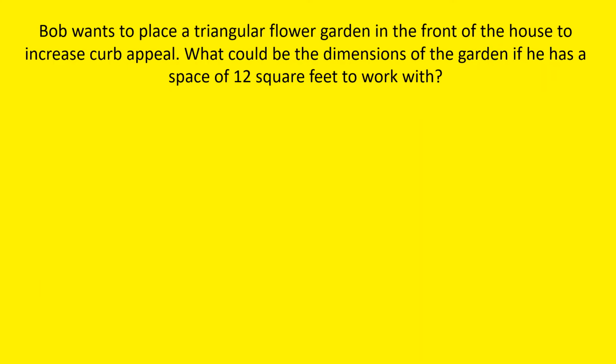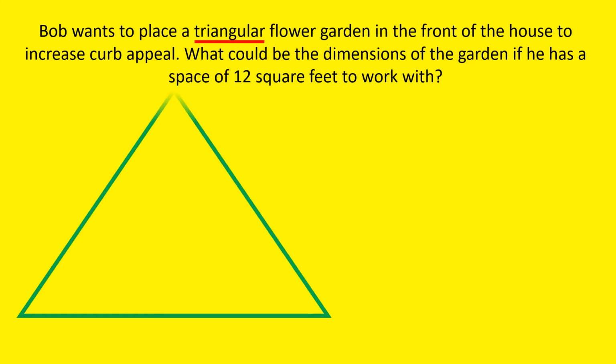So plugging numbers into a formula isn't too difficult. I want to give you a challenge here, and we're going to work through this real quick. It says Bob now wants to place a triangular flower garden in the front of his house to increase curb appeal. That means to make it look nice when people are driving by. What could the dimensions of the garden be if he has a space of 12 square feet to work with? Ooh, this is tricky. I know it's triangular, so I'm going to put a triangle in there. But now they're asking for the dimensions.